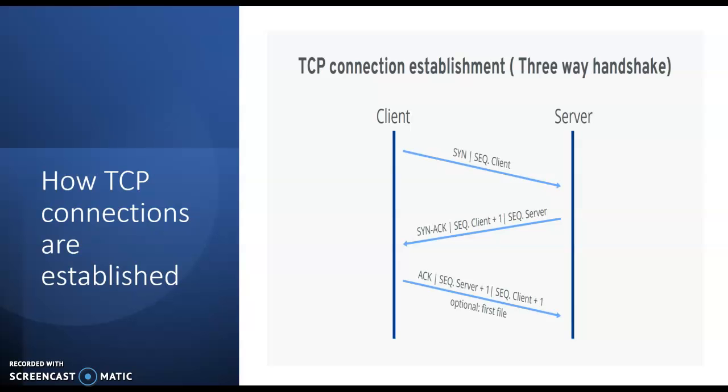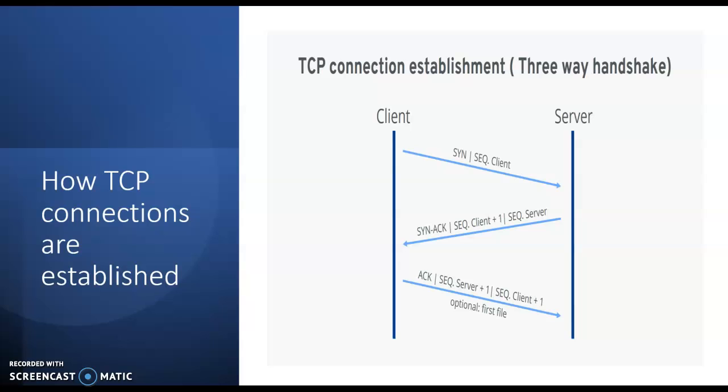Next, I'm going to talk about how TCP connections are established. And in the establishment phase, it's called a three-way handshake because, as you can see, there are 3 steps. In the first step, the requesting client sends the server a SYN packet, or synchronize packet, with a unique and random number. And this specific number ensures the total transmission in the correct order.